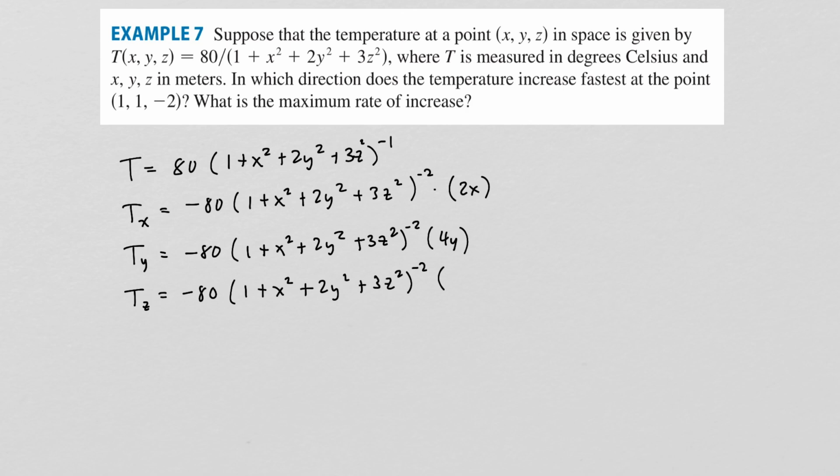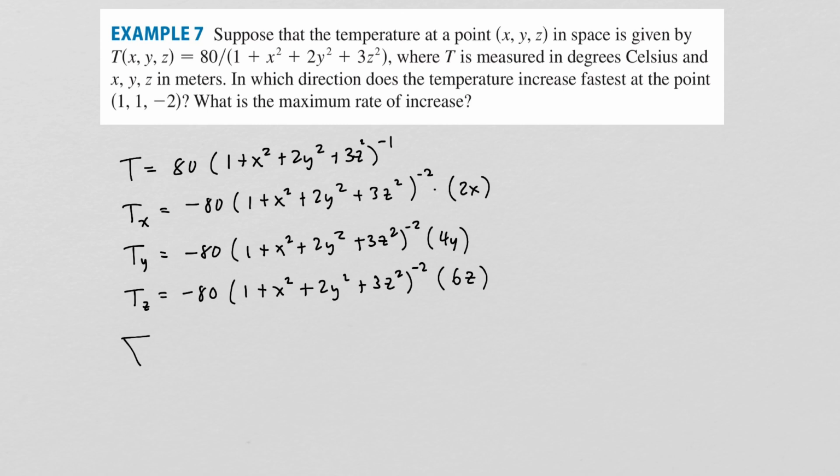And the derivative of the inside here is going to be 6z when we do it with respect to z. Now, we need to find the value of each of these partial derivatives at the point. So I'm not going to bother simplifying. I'm just going to plug in x equals 1, y equals 1, and z equals 2.